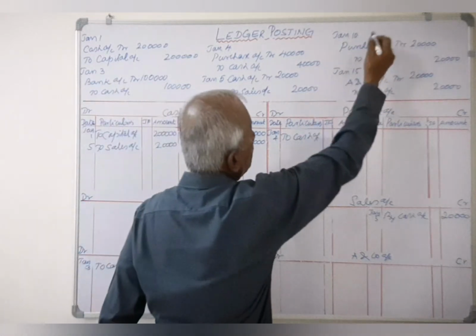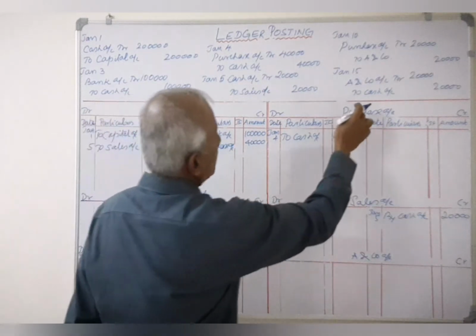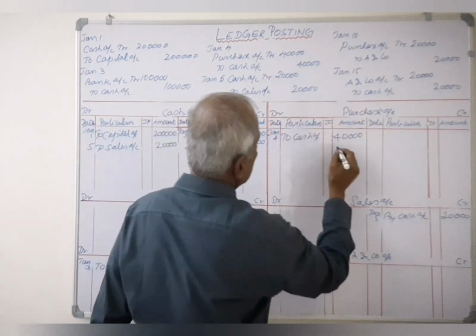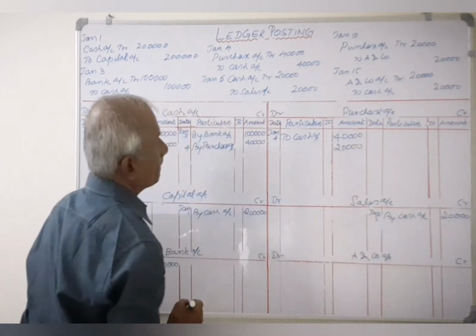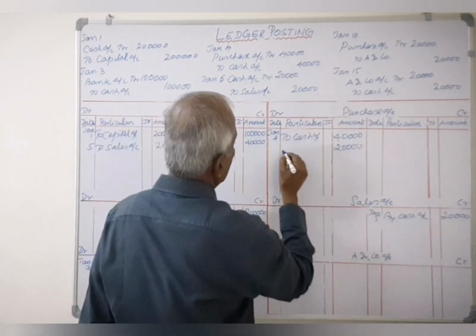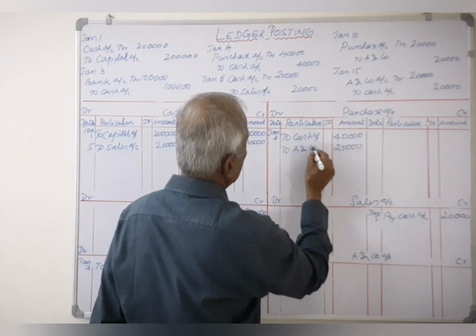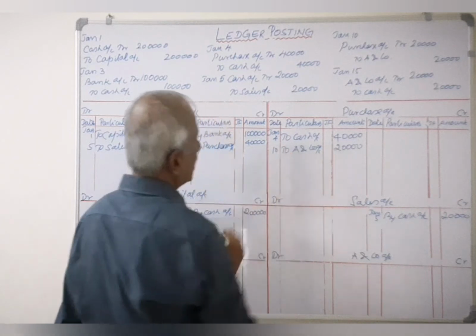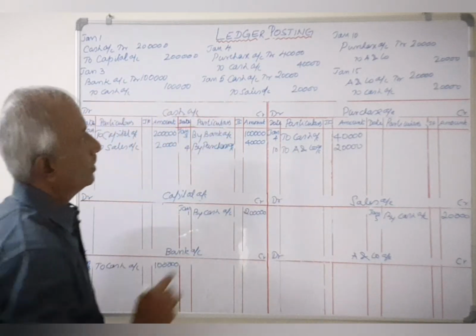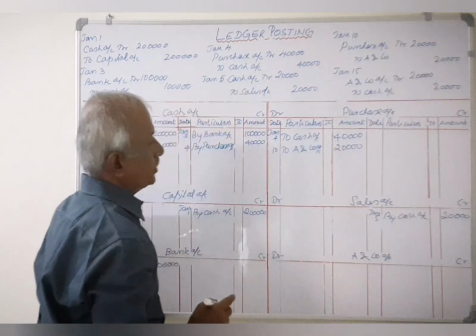What is the meaning? On the debit side of the purchase, record 20,000. So this is purchase account, this is debit side. So let us record 20,000. Against it you write name of the account credited, that is A&N Company account, and let us record the date January 10th. On the credit side of the A&N Company, 20,000 is to be recorded.